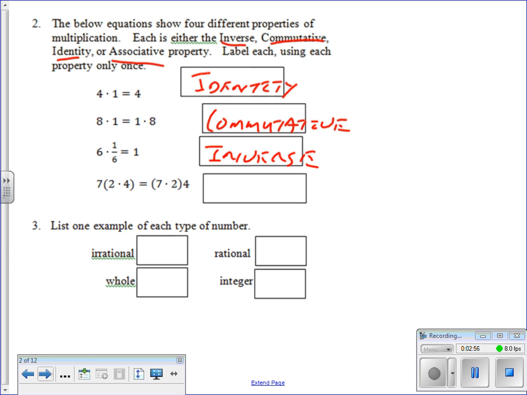Which means the last one has to be what? The associative property. It's how things are grouped. It's the only one that has grouping, so it's the only one that has association. So it's got to be the associative property anyways.